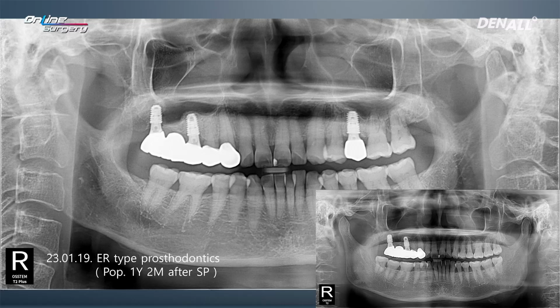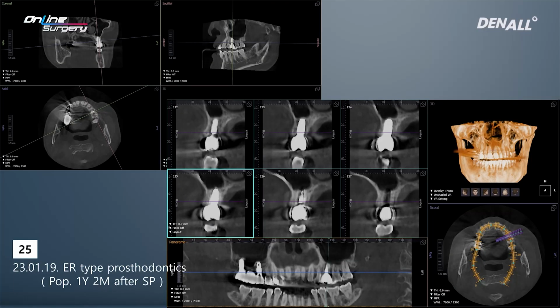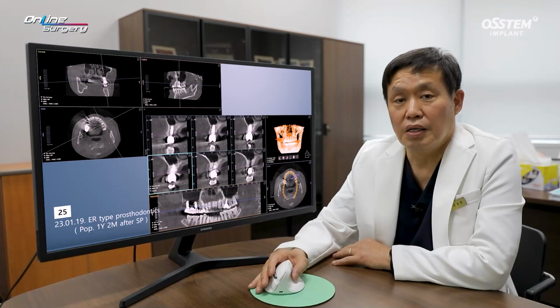It's been about 1 year and 2 months since socket preservation, and this is the ER-type prosthesis. It is being nicely maintained. This is the CT image after 1 year and 2 months. In the CT image, you can see that the palatal bone is being well maintained and healing has been done nicely. Let's look at the surgical clip.